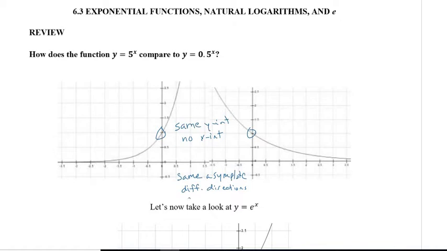And both of them are always concave up. So just by looking at them, we can tell that they're connected. They have some similarities, some differences, but they are connected. Now we're going to take a look at a different pair.